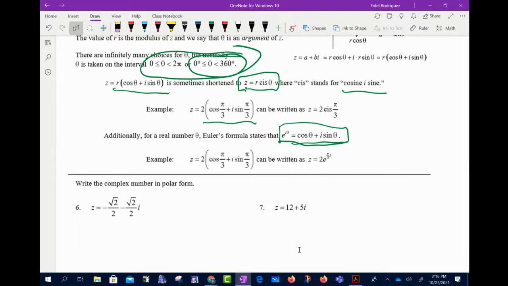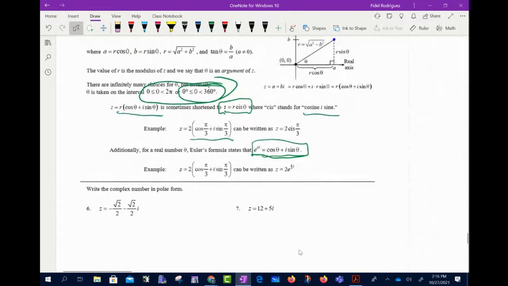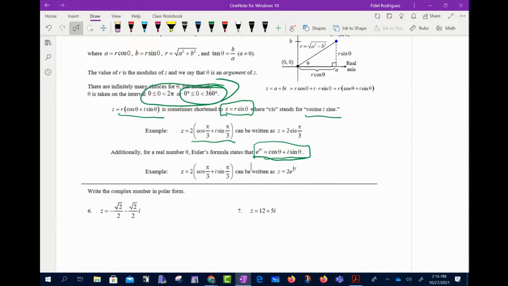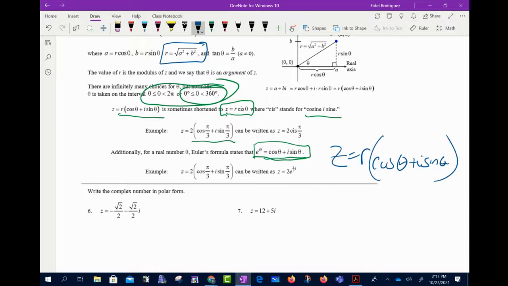Okay, so the first thing we're going to do, y'all, is let me zoom out just a little bit so I can see everything on my screen. The first thing I want to do is see if I can find my R, because remember, I'm going to be writing these numbers so they look like this: z equals r times cosine theta plus i sine theta. So R is equal to the square root of a squared plus b squared.